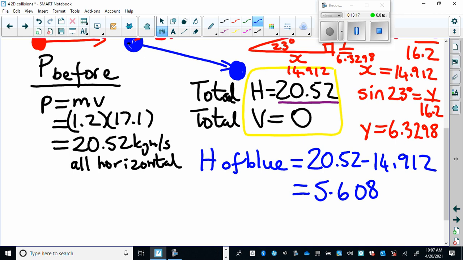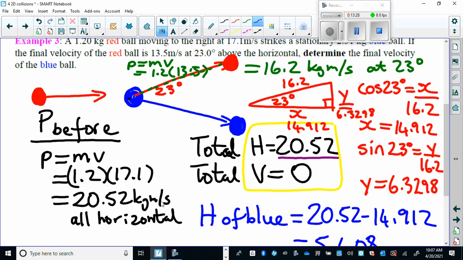And then for the vertical of the blue ball, oh, that's an interesting question. What is the vertical component of the blue ball? Because we can clearly see in our diagram, let's go back up here, that the blue ball has a horizontal component, which we just determined to be 5.608, and it has a vertical component. And what is that vertical component?